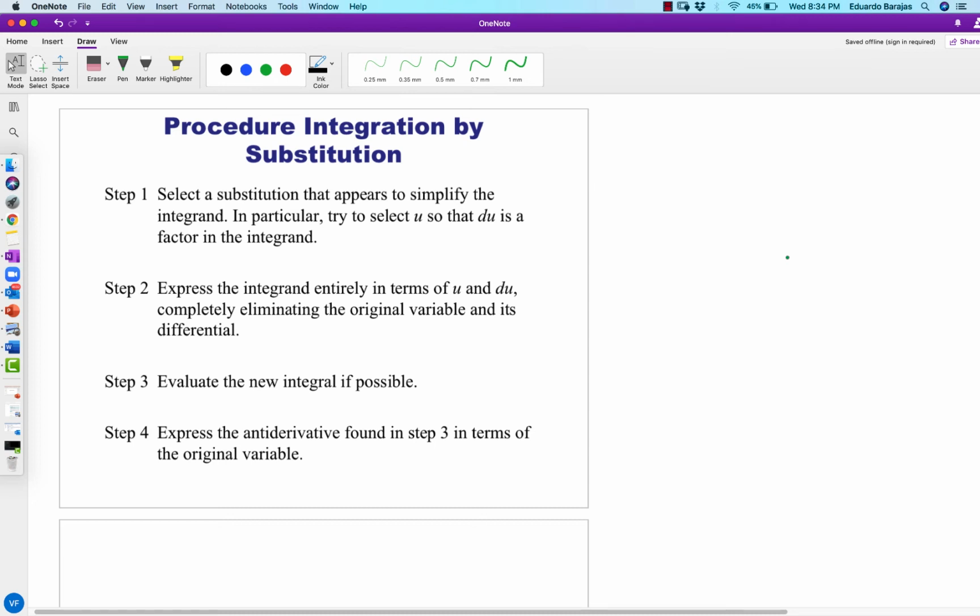3, evaluate the new integral if possible. Hopefully, what you've done is taken a really complicated integral and managed to rewrite it into a new integral that's easier to solve, right? Otherwise, what's the point? Why would you take a really ugly integral and turn it into another really ugly integral that you can't solve, right? So hopefully, your choice of u results in a new integral that's easy to solve. And 4, express the antiderivative found in step 3 in terms of the original variable. So don't forget that the original question was probably not given in the letter u, so we've got to resubstitute u and go back to the original variable of the question asked.